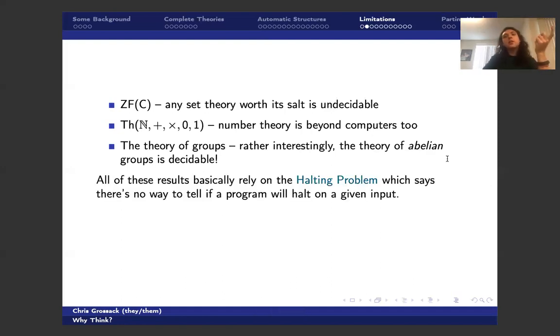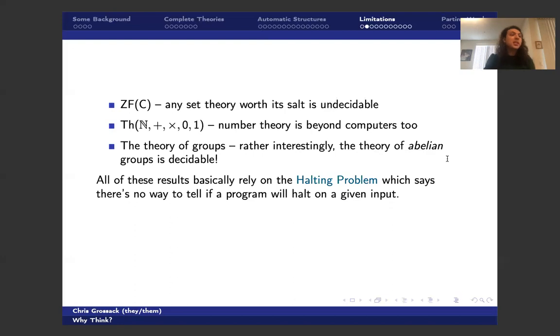And all of these undecidability results basically rely on the halting problem, which if you're familiar with it, you know what it means. If not, then the halting problem is sort of everyone's first example of an undecidable problem. So the halting problem is: if I give you some program and some input, and I ask you, does this program halt when I run it on this input? That is, in general, an unanswerable question.